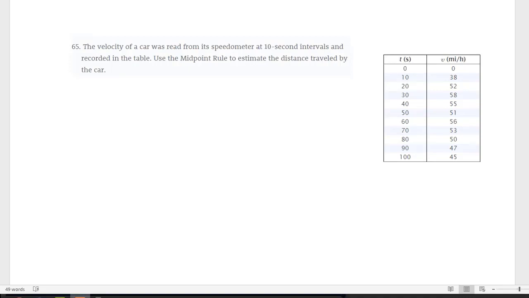Now, if we take a look at this table here, again, we don't have a graph. I could kind of visualize the graph. This is not really what we need to do for this problem, but just to make it visual, I'm a visual learner. So let's say this is my time in seconds, and this is my velocity in miles per hour.